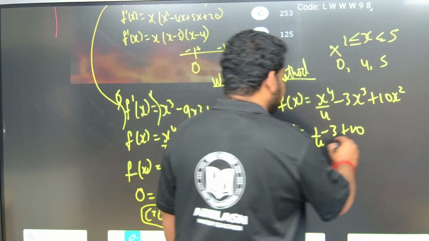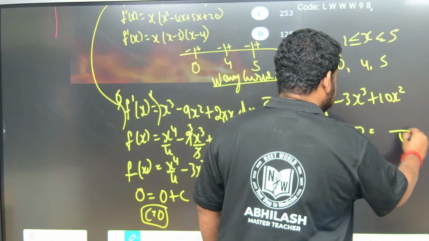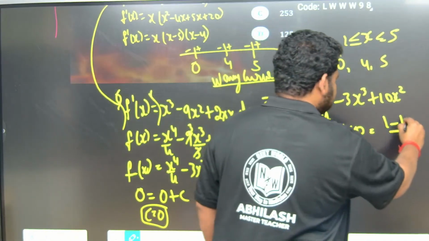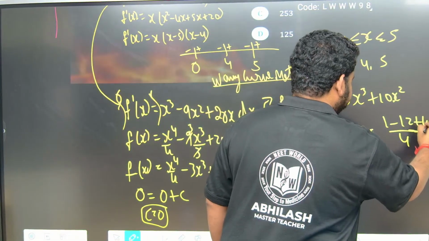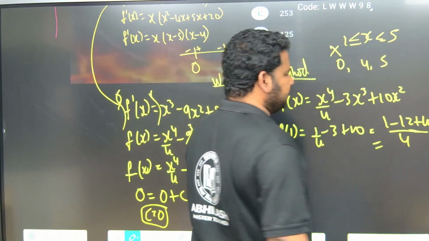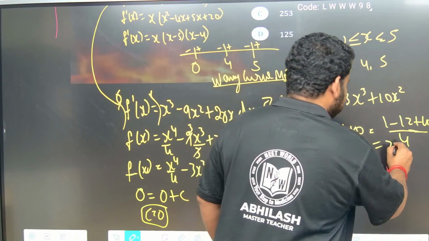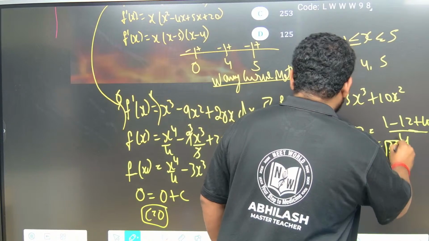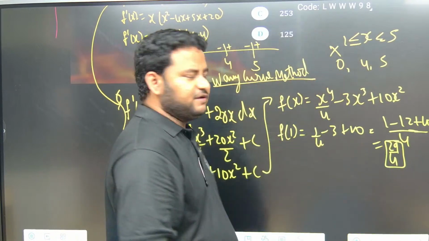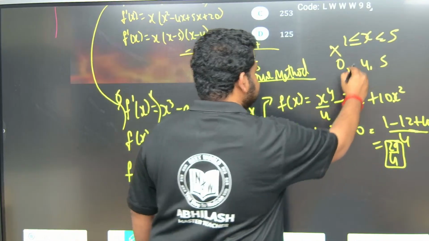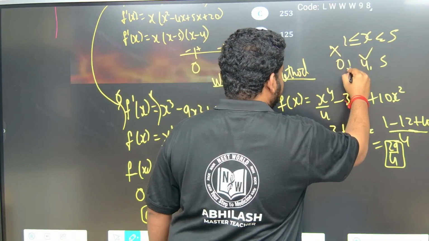That is nothing but, if I take the LCM, which will be 4, 1 minus 12 plus 40. So this will become 41 minus 12, which is 29 by 4. So when x is equal to 1, I am getting 29 by 4. Now let me take f of 4. I checked 1, so now I should take 4.